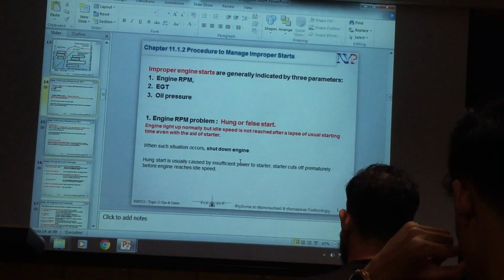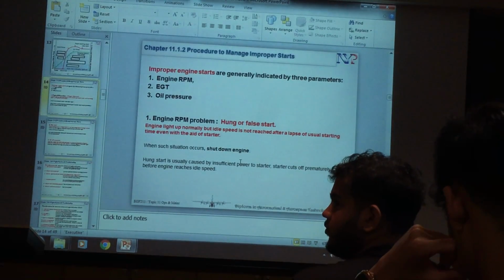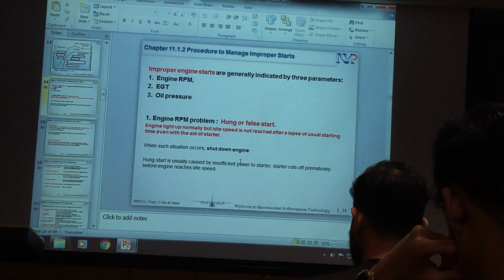FCU problem, defective FCU failure. Starter disconnects too early. Your compressor is too heavy. That is hung start.